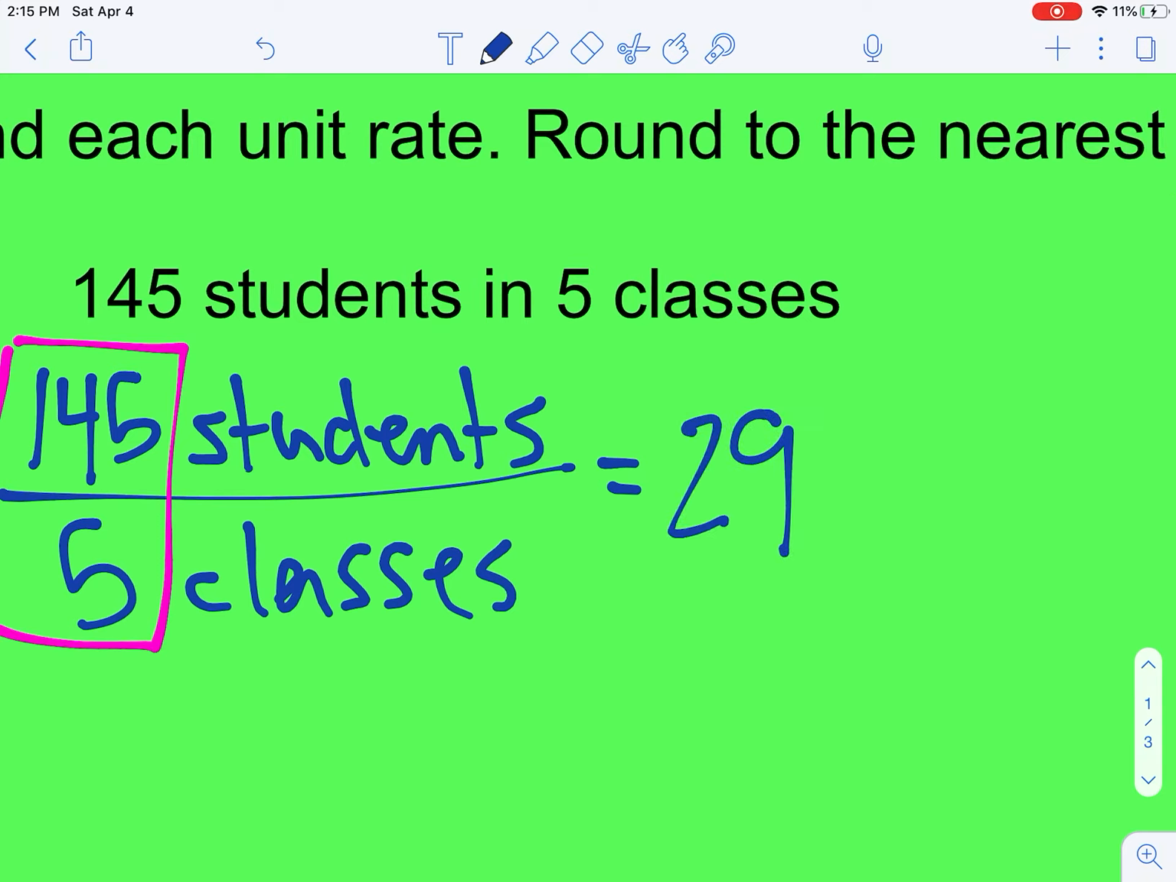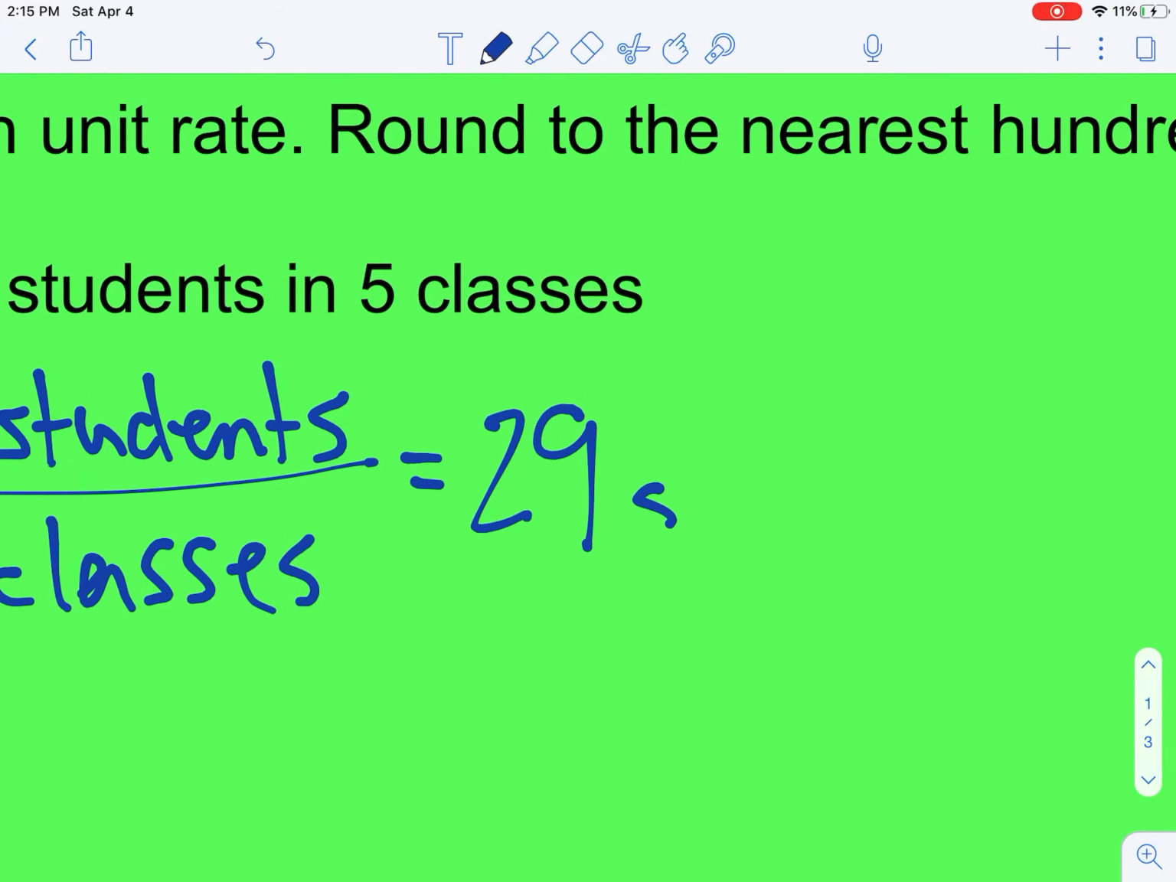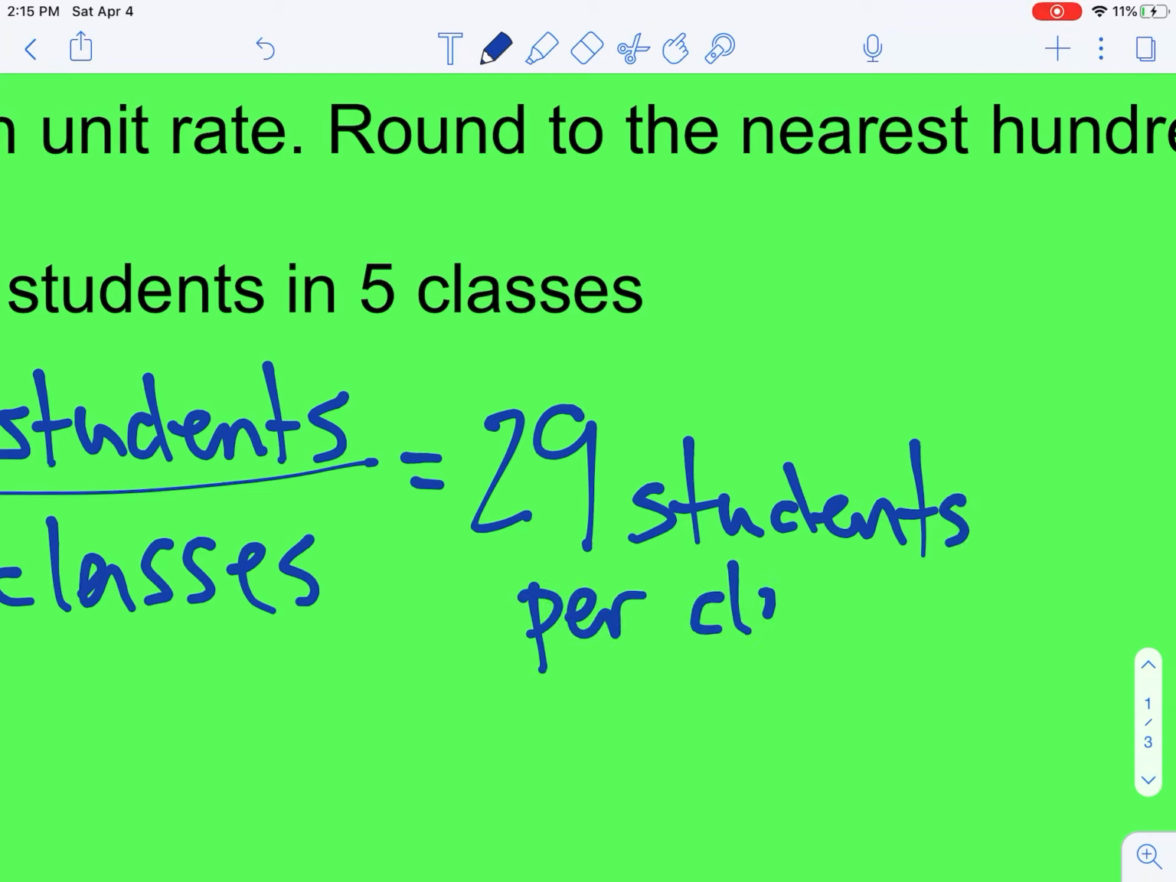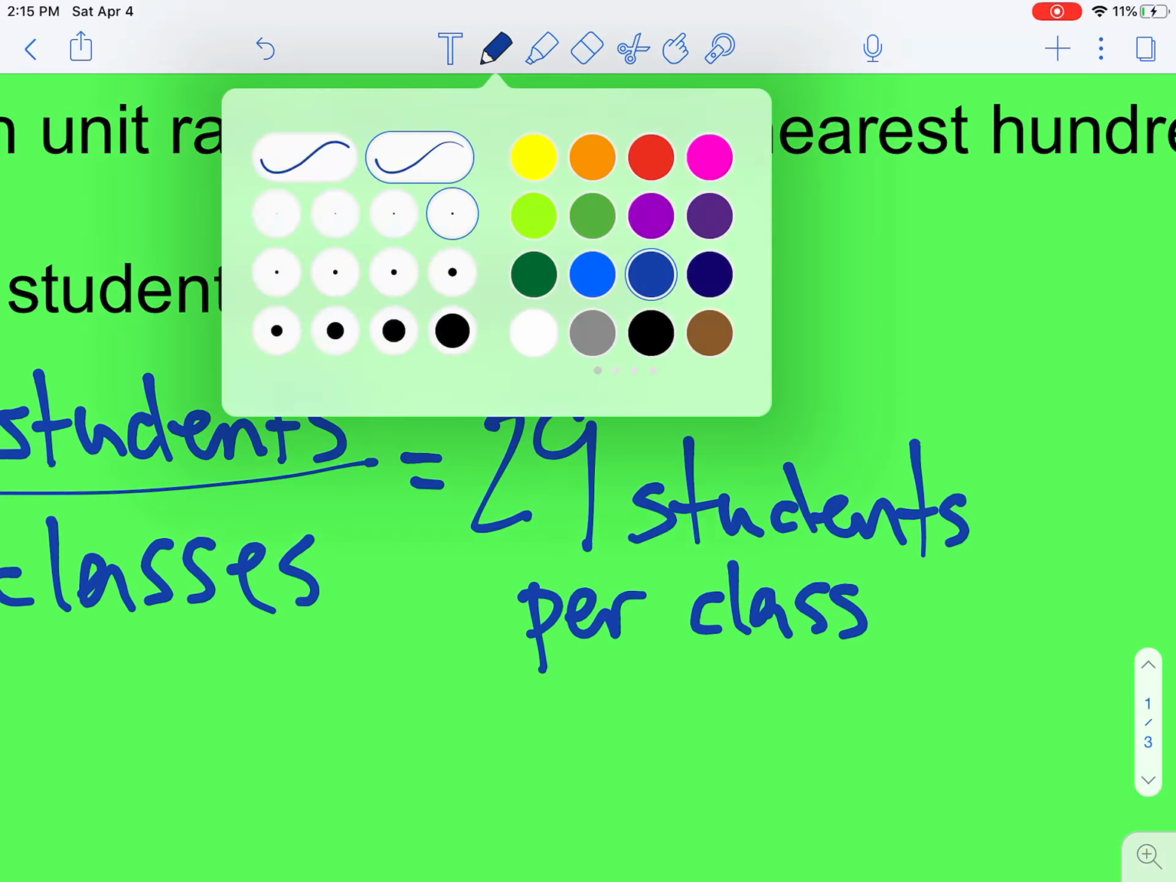Now labels are really important. The two things I'm comparing are students and class. So there's 29 students per class. You can write the word per, or you can do a slash. It's totally up to you.